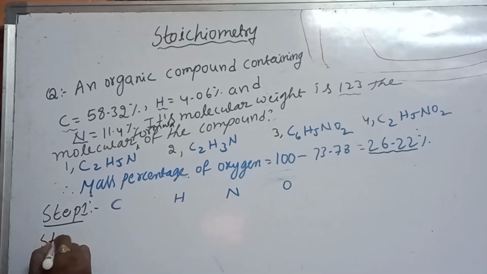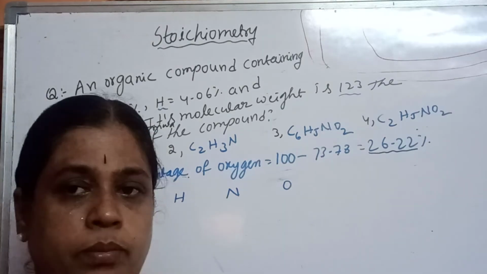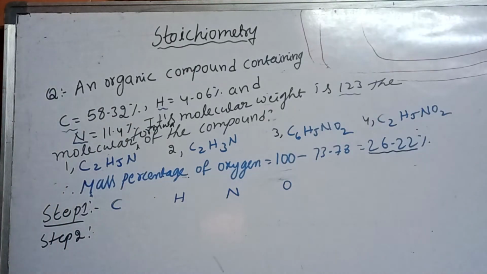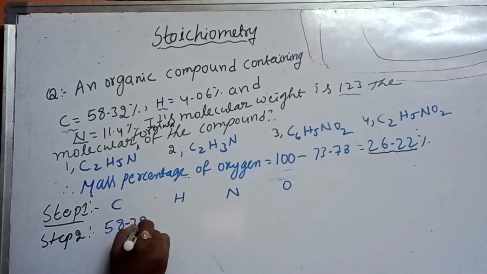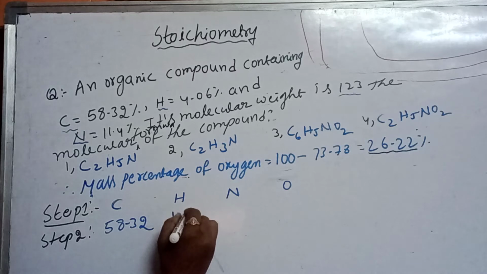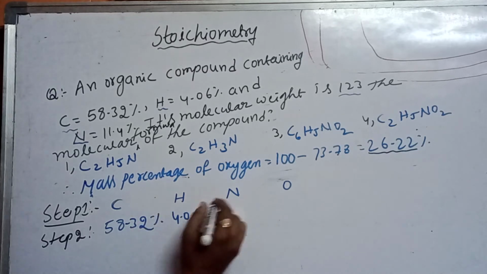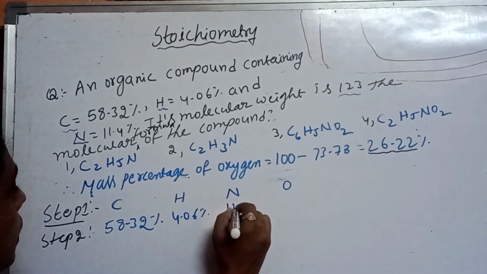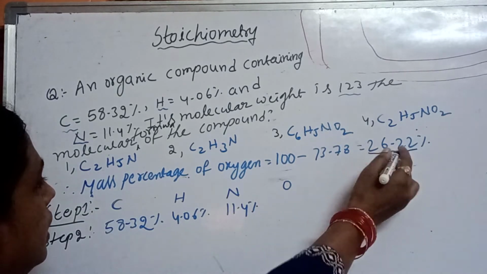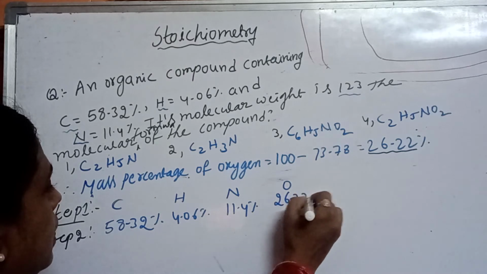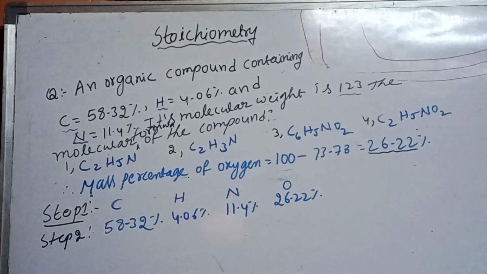Then in step 2, write the mass percentages given in the problem. What are the mass percentages? Carbon 58.32, hydrogen 4.06, nitrogen 11.4%, and oxygen 26.22%. So step 2 is completed.